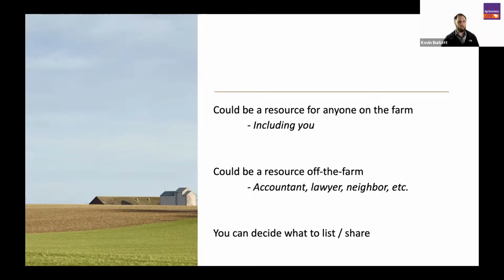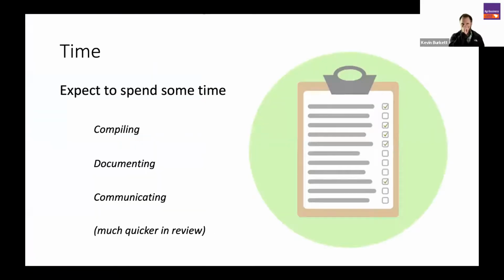So you can decide what you want to list, and just because it's all listed in the plan doesn't mean you have to share everything either. You may end up with a 10-page document, but only 2 or 3 pages are what ends up going to your accountant, or 2 or 3 pages is what you share with your neighbor. So it's all at the discretion of yourself or whoever is managing the farm.